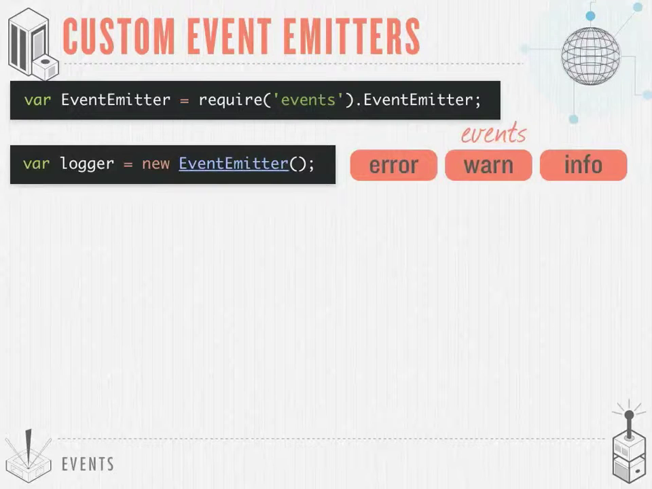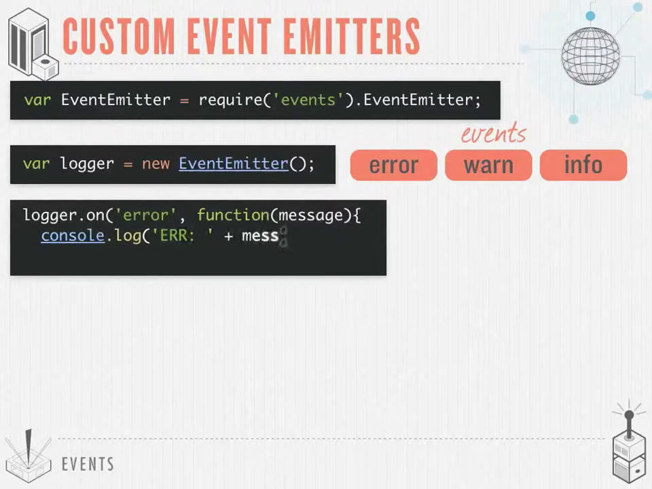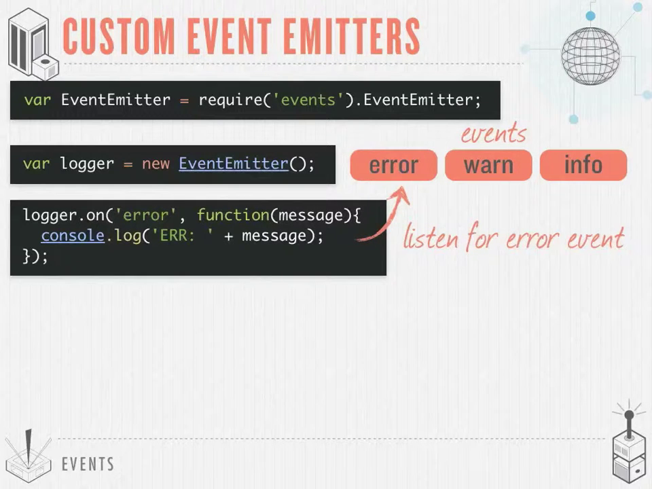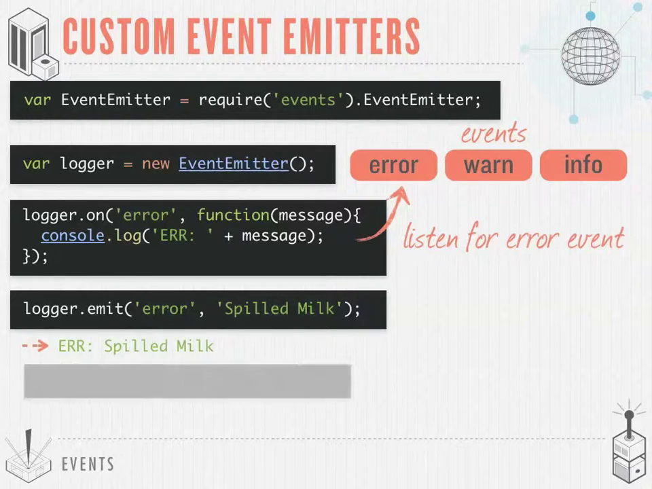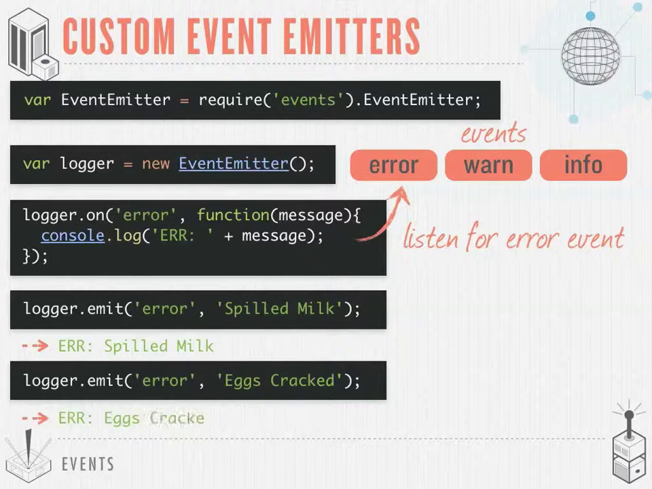If we wanted to listen for the error event, we could write some code like this. So here we're saying, on the error event, run this callback. To trigger or emit the event, we call logger.emit. We specify the name of the event we want to trigger, and any additional parameters here will get passed to the listeners. And here's just another example where we log another error message. And we can call this emitter as many times as we want to emit the error event.